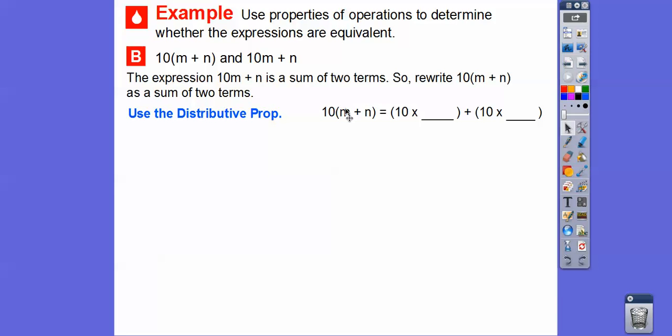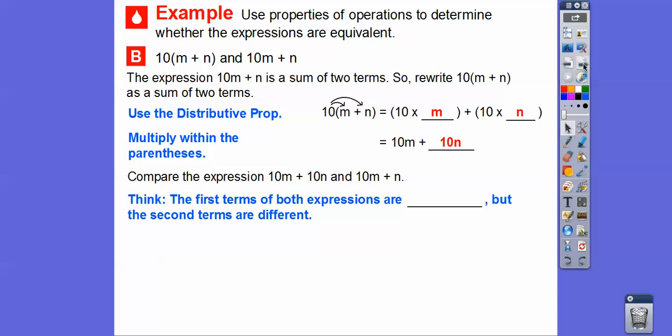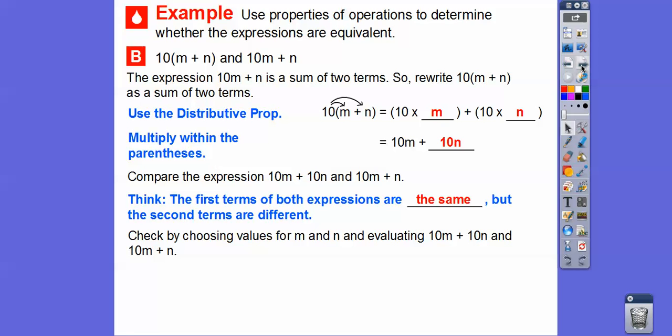So 10 times m and then 10 times n, okay? So multiply within parentheses: 10 times m is just 10m, 10 times n is just 10n right there, so we'll put that in, and then compare the expressions, 10m plus 10n and 10m plus n, okay? So these first two terms, 10m and 10m, are the same. But the second two terms, 10n and n, tongue twister, they're not the same, you guys. They're different terms right there. So I don't think they're equivalent.